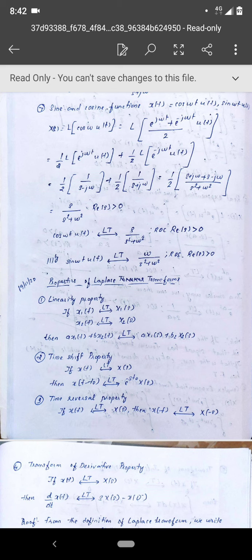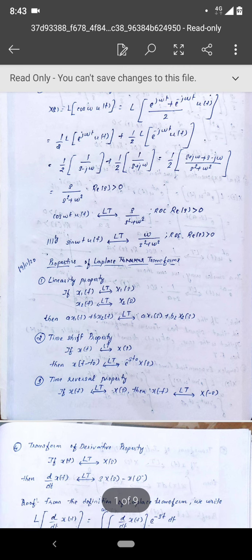I stress this property because this property is often used in problems. So if we have a signal shifted by t naught seconds, then what is the Laplace transform? The Laplace transform of x of t, that is X of s, is being multiplied by e raised to minus s t naught, where t naught is the shifted time in seconds.